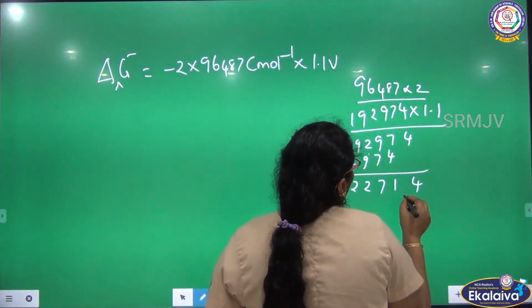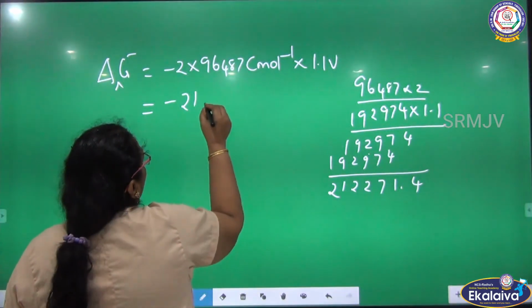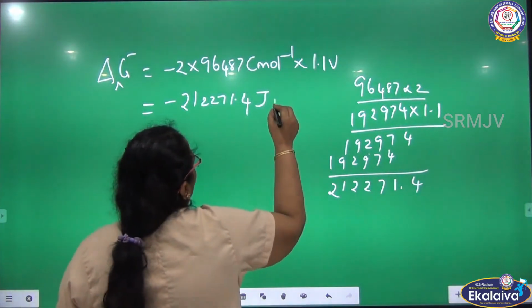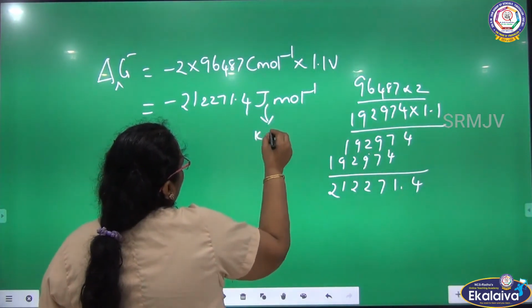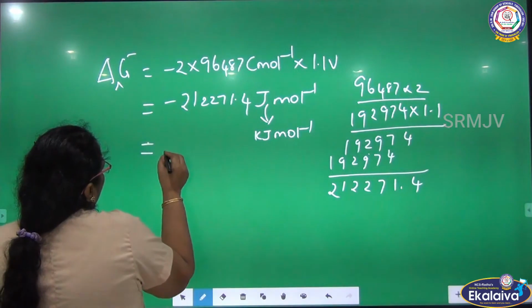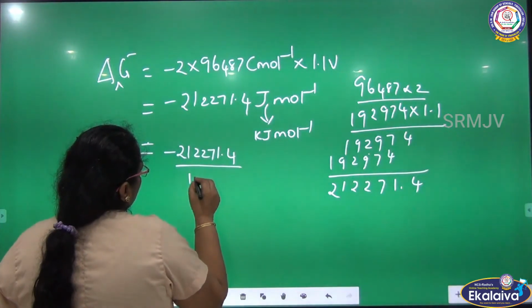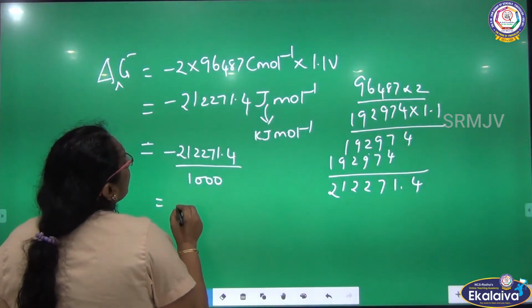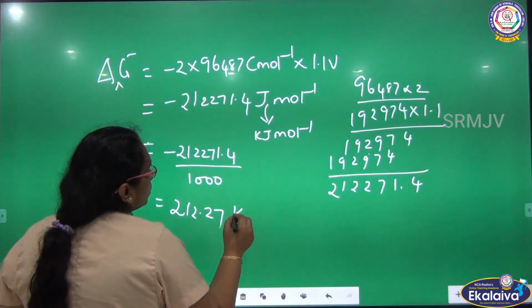If you keep the decimal, you will be getting minus 212271.4 joules per mole. If you want to convert into kilojoules per mole, divide it by 1000. So 212271.4 divided by 1000, you will be getting 212.27 kilojoules per mole.